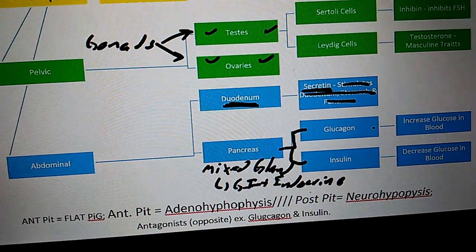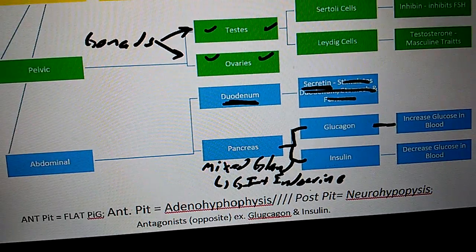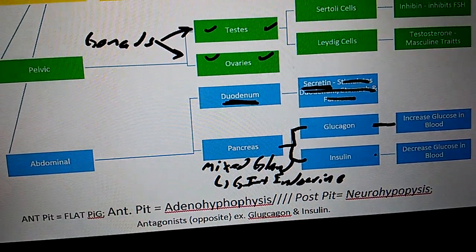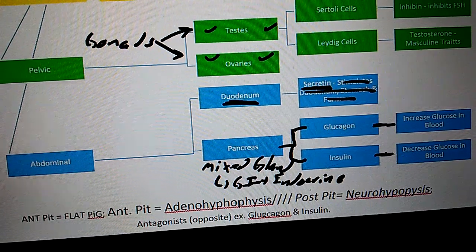What is the function of glucagon? Increase glucose in the blood. What is the function of insulin? Decrease glucose in the blood. What does insulin do? Decrease glucose concentration in the blood.